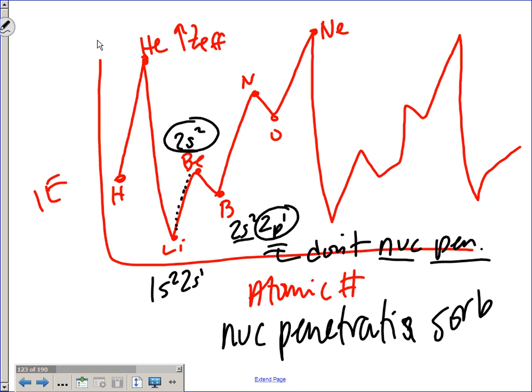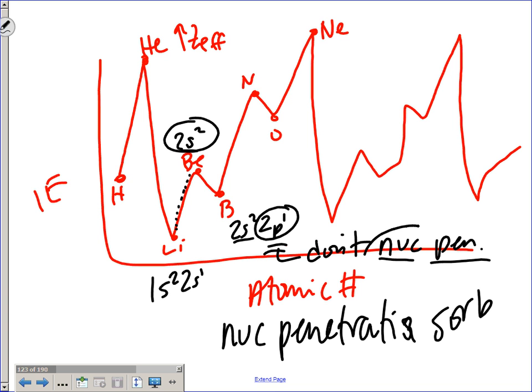So nuclear penetration is directly related to the atomic radius? No. Nuclear penetration is only related to the ability of s orbitals to feel a stronger attraction to the nucleus than p orbitals. So you're basically comparing orbital types, nothing about radius. Yeah, that's a good point.